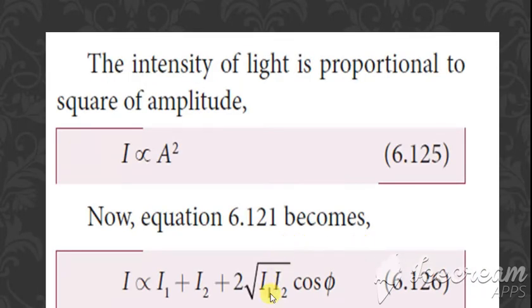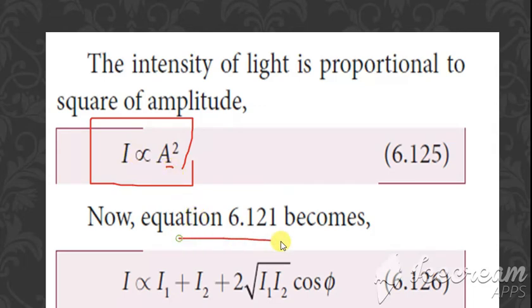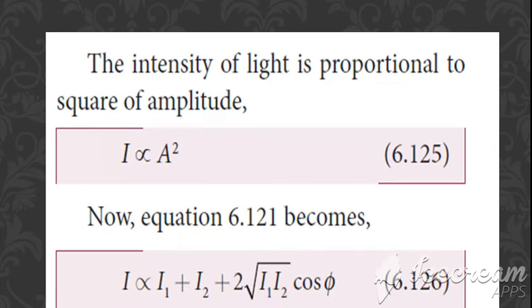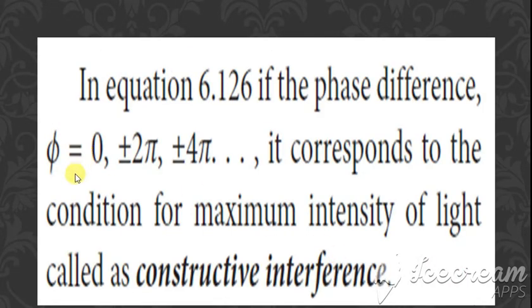Clear? Then intensity I is proportional to a square. This formula is very, very important. In the same way, this equation can also be written in terms of intensity: I is equal to I1 plus I2 plus 2 into root of I1 I2 into cos phi. Phi can take the value of 0, plus or minus 2 pi and plus or minus 4 pi, and this is said to be constructive interference.